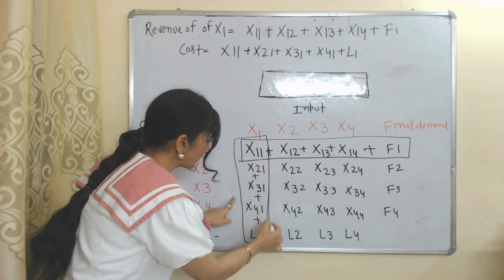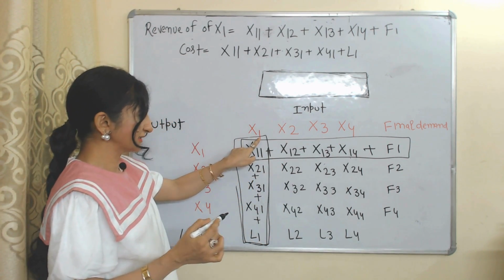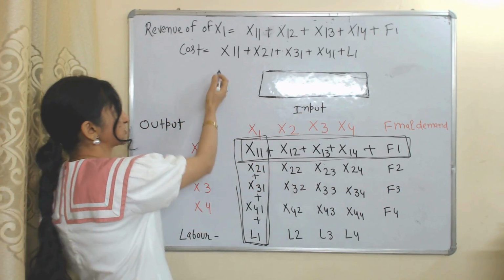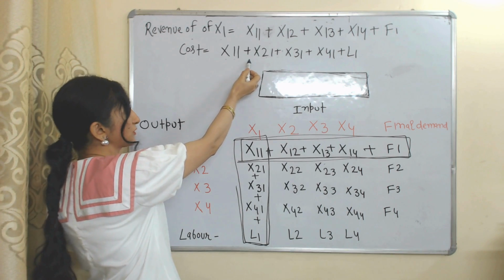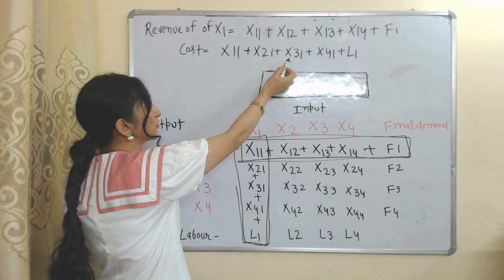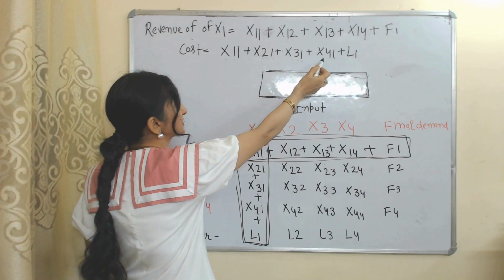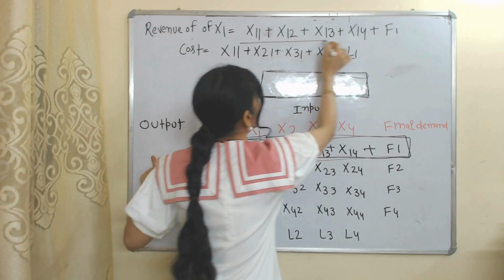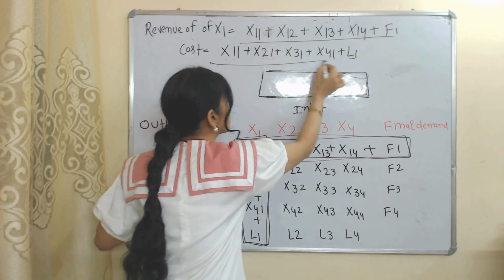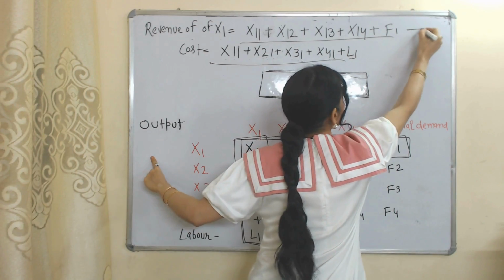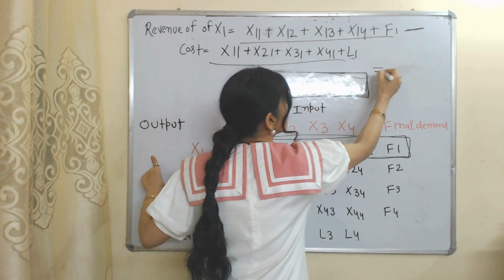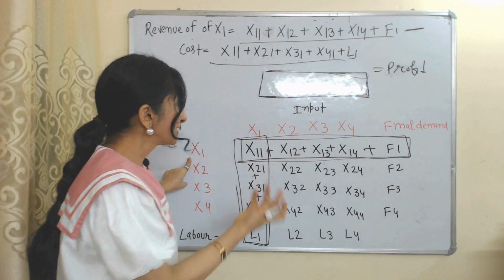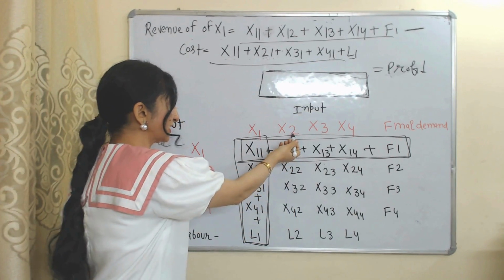So this column represents the cost of the first industry, and this row represents the revenue of the first industry. So here you can see cost equals X11 plus X21 plus X31 plus X41 plus L1 labor. This is the revenue of the first industry. This is the cost of the first industry. When we subtract cost from revenue, it will become equal to the profit of the first industry. Similarly, we can calculate for the second industry.